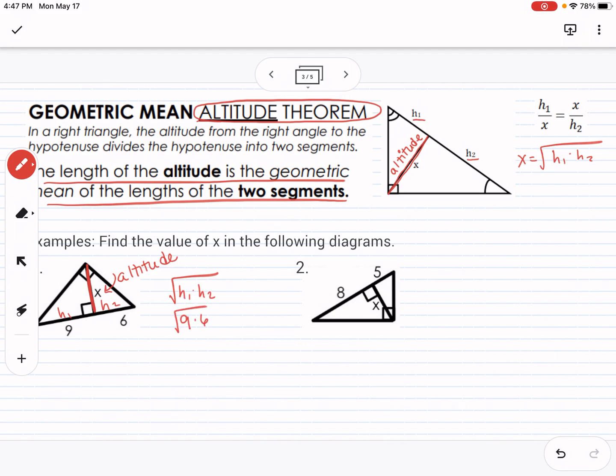Or 9 times 6 square rooted. 9 is 3 and 3. 6 is 3 and 2. So here I have a pair of 3s with a 3 and 2 left over. So it would be 3 square root of 6.